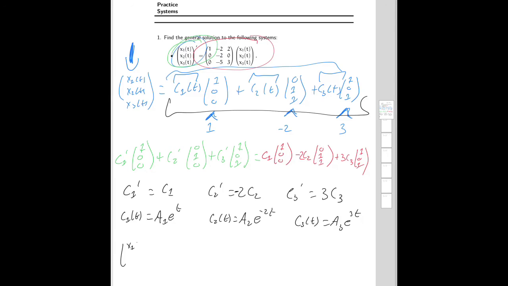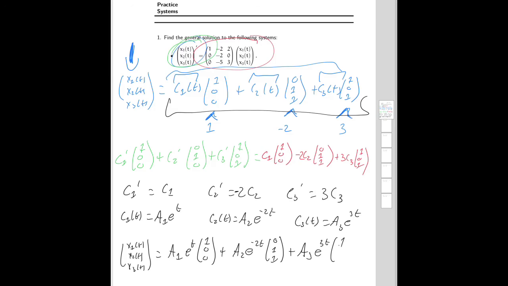And we get that x1 of t, x2 of t, x3 of t is equal to a1 e to the t times 1, 0, 0 plus a2 e to the minus 2t times 0, 1, 1 plus a3 e to the 3t times 1, 0, 1. Okay, and that is the general solution to this system of equations.